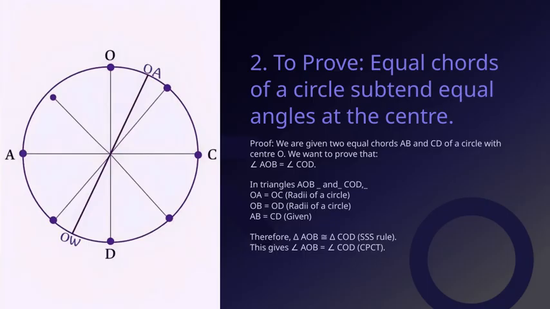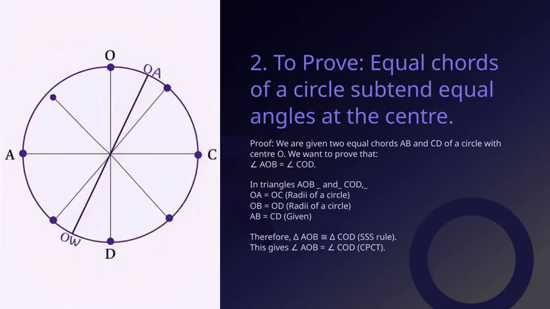To do this, we'll consider triangles AOB and COD. Now, since we're dealing with a circle, the radii are equal, so OA equals OC and OB equals OD. This is because all radii in a circle are the same length. And of course, we're given that the chords AB and CD are equal in length.